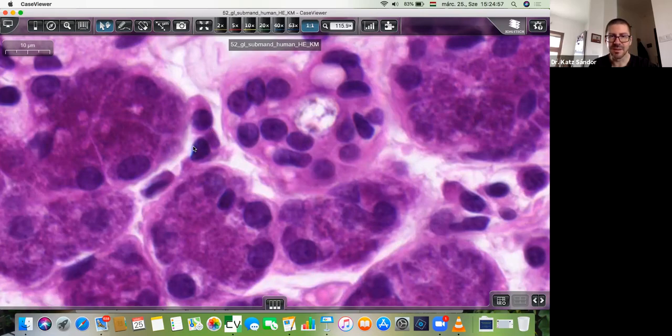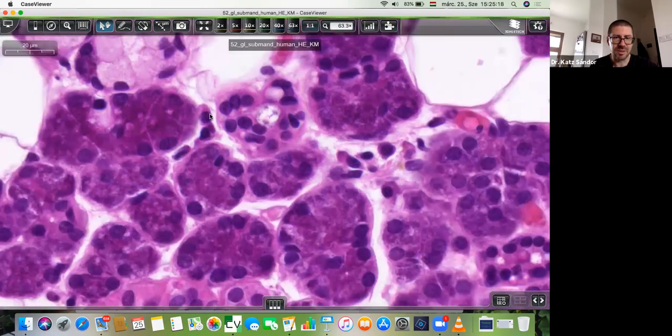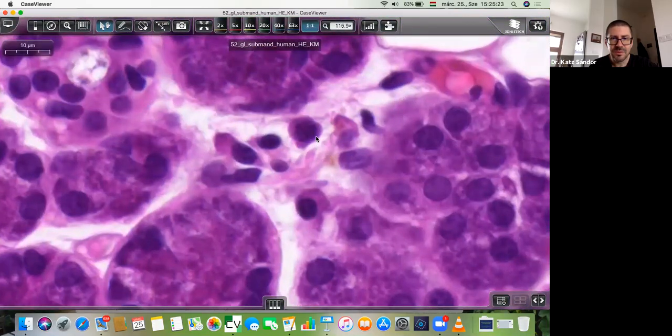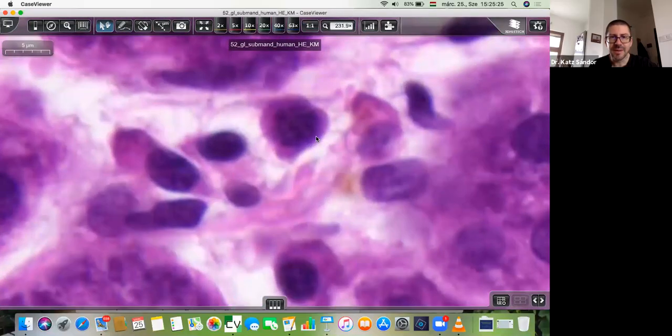This is a plasma cell. This is a plasma cell. They secrete immunoglobulins, mainly IgA, related to the salivary glands. So these are plasma cells, terminally differentiated B lymphocytes. So they secrete the immunoglobulins. I'm going to show another one. These are also plasma cells. So look at that.